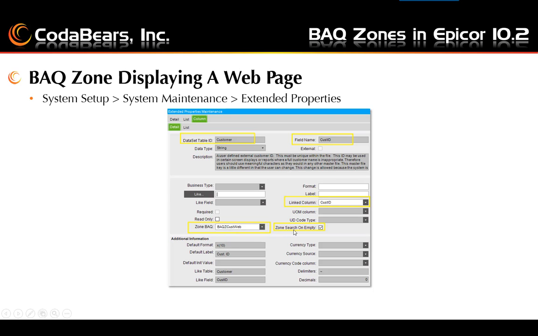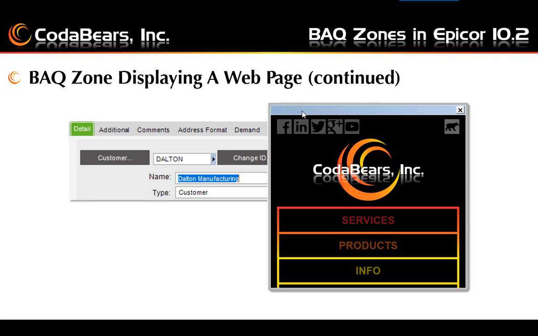And then again, we can choose to click the zone search on empty if we want to see all the results when nothing is typed into the search field. So here are the results using that BAQ zone displaying a web page.